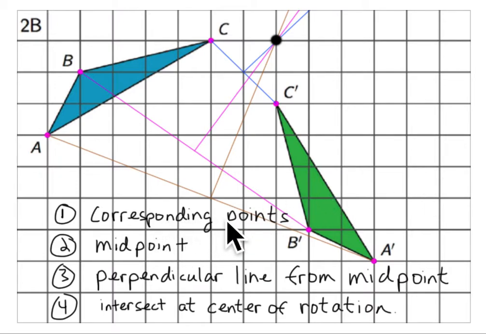So look for the corresponding points, find the midpoint. I'm using Doceri to find the midpoint. Doceri will snap a line to the middle of another line segment. It just snaps in place. And so that way you can find the midpoint, and then you draw the perpendicular line from that. So perpendicular line from the midpoint, and look for where they intersect at the center of rotation.